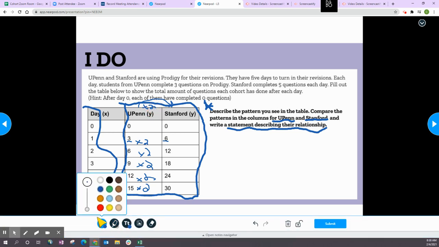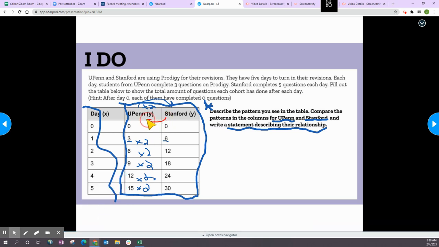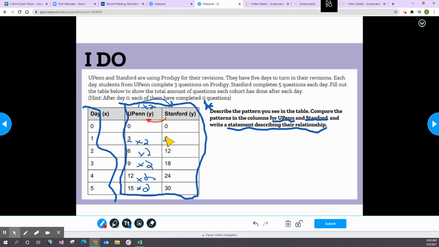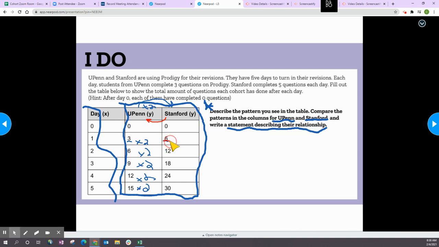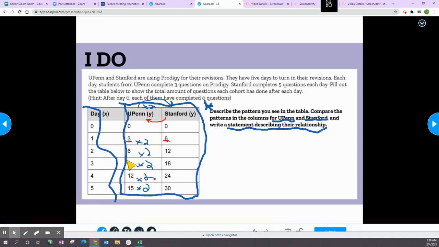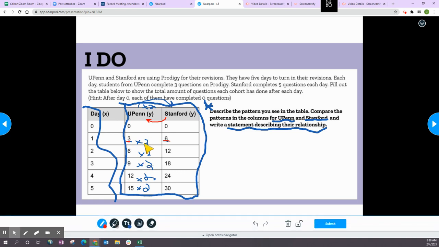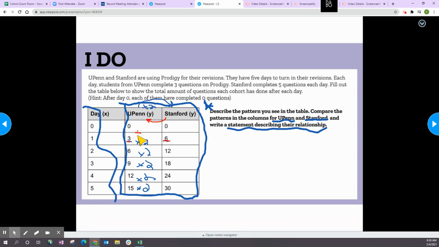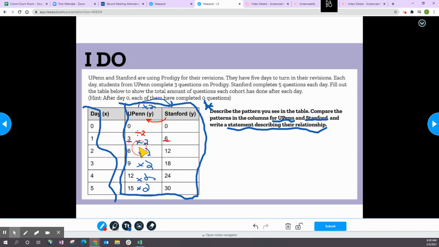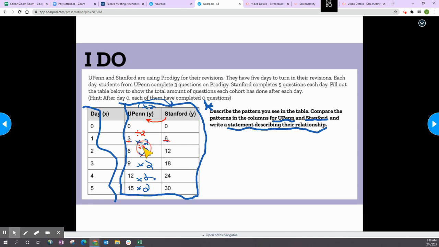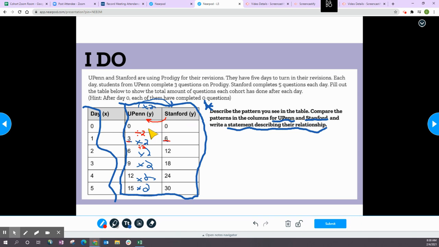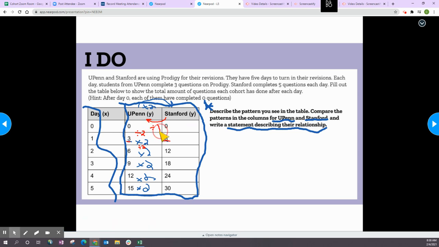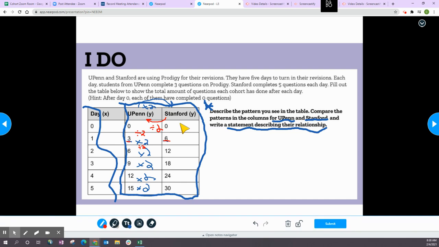I could also look at this relationship the other way, where I'm going from Stanford to UPenn. If I'm going from Stanford to UPenn, I'm going from 6 to 3. I could be decreasing, and I know that I am decreasing by half or divided by 2. So my rule going from Stanford to UPenn is divided by 2. Notice that the rule depends on the direction that we are going.